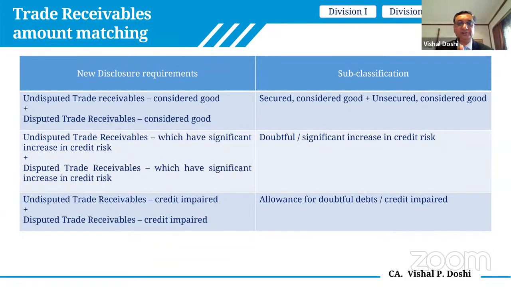Similarly, on the trade receivable side also, when we earlier table हम लोग दे रहे हैं that secured considered good, unsecured considered good, मतलब वो considered good का जो total है secured plus unsecured should match with my considered good disputed plus undisputed. ये दोनों के total और वो दोनों total match होने चाहिए.